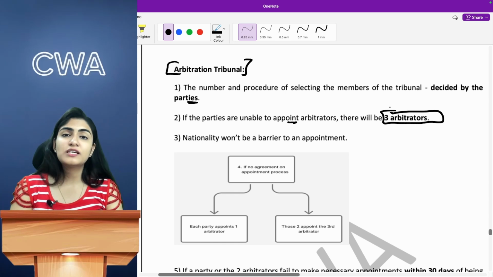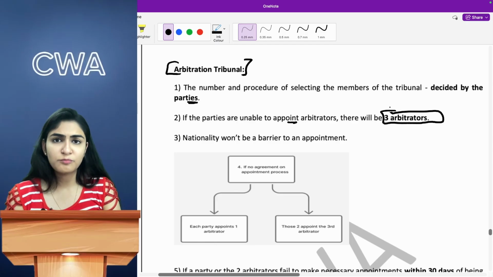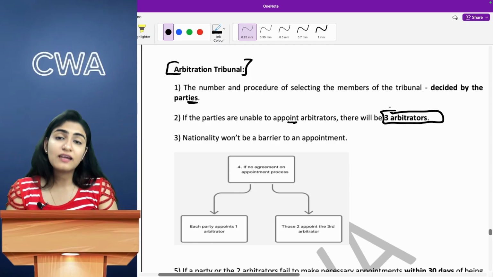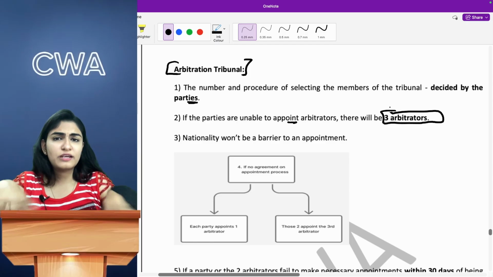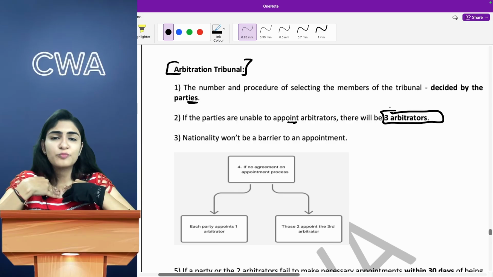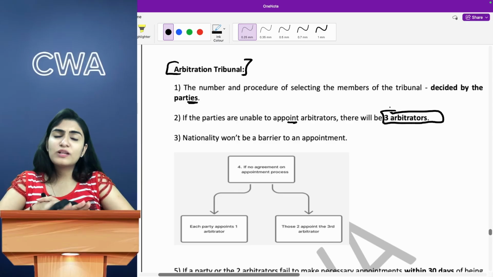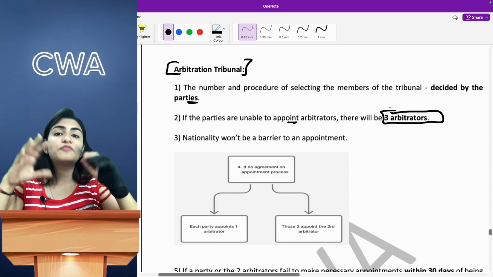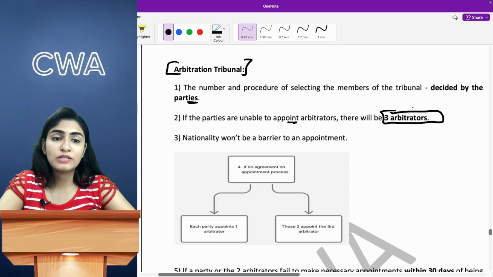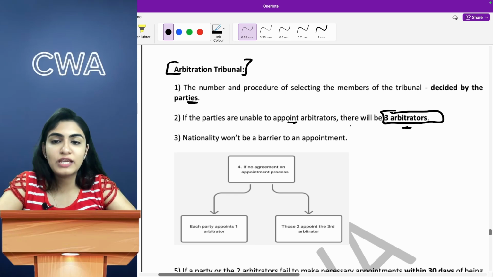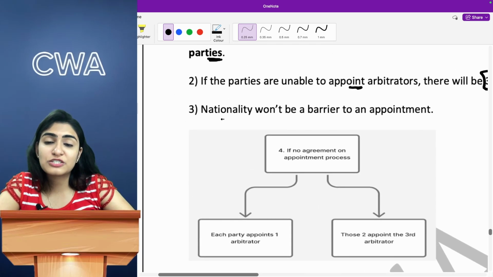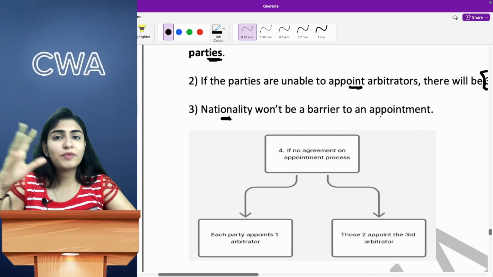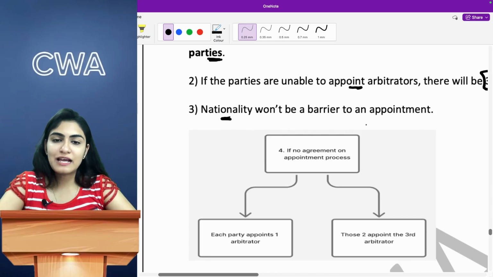In such case, liberty is given that you can select whatsoever number you want, and these people will sit together and discuss the things which are not going right, or the dispute that has happened. So let's say two people from my side and two people from his side will come together and sit in the entire proceedings. However, if both the parties are not able to come to a final conclusion, in such case there will be a minimum of three arbitrators. The nationality of these arbitrators is not a barrier to an appointment. These arbitrators can hold any nationality.